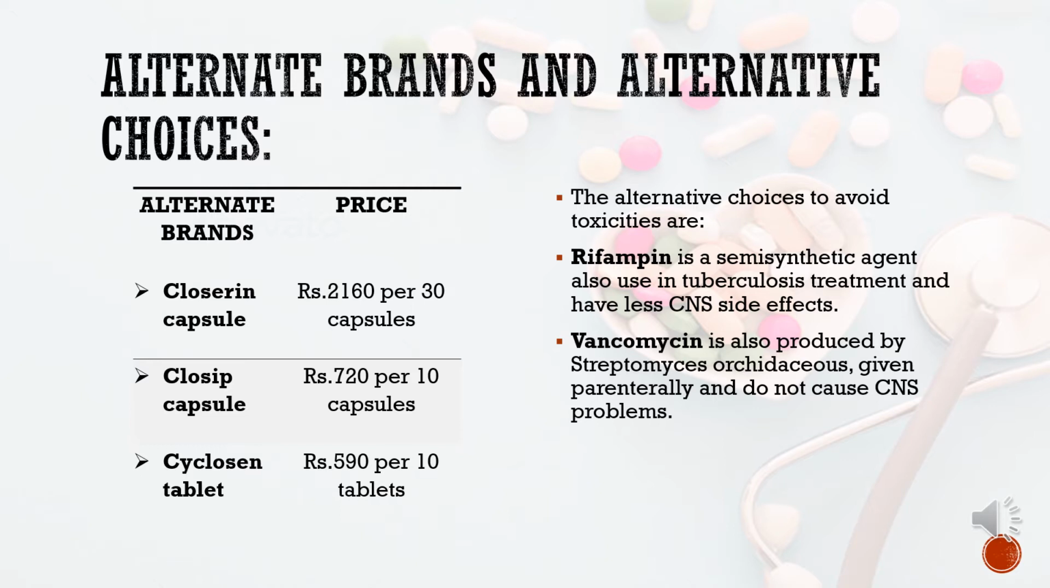The alternate choices to cycloserine are rifampin and vancomycin. These are the alternative choices to avoid toxicities, as rifampin and vancomycin do not cause very much CNS toxicity. They have very few CNS side effects and are also used in tuberculosis treatment.